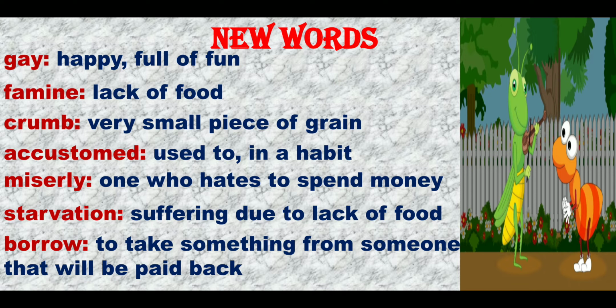New words in the poem. Gay means happy or full of fun. Famine means lack of food. Crumb is a very small piece of grain. Accustomed means used to or in a habit of. Miserly means one who hates to spend money, who doesn't want to spend any money. Starvation means suffering due to lack of food, shortage of food. Borrow, to take something from someone that will be paid back.